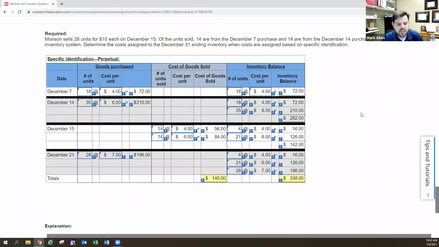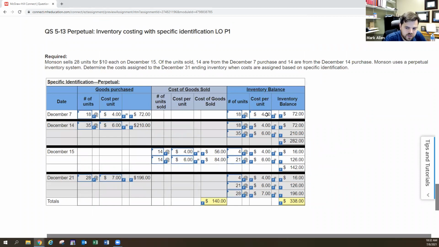And then finally, the last question in this series is with specific identification. I'll go through it kind of quickly because specific ID tends to be the easiest one, right? It just tells me exactly what to do. So if you can follow instructions, you'll be perfectly fine with specific identification, right?